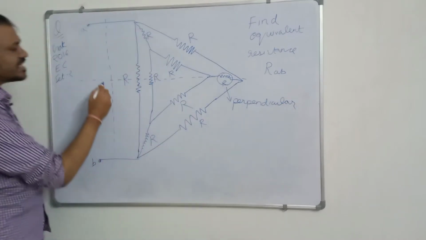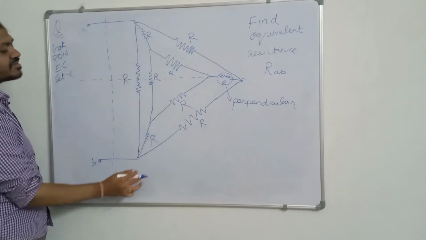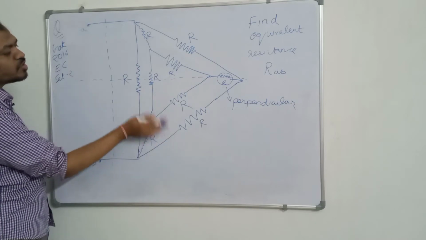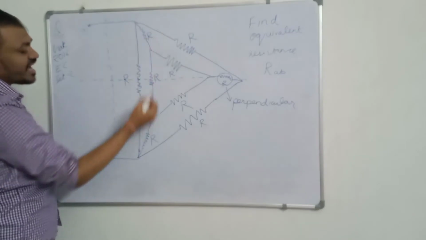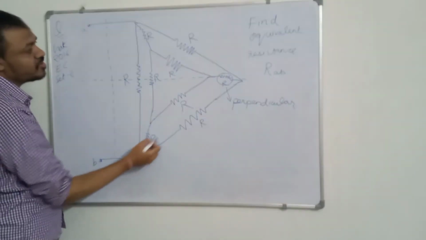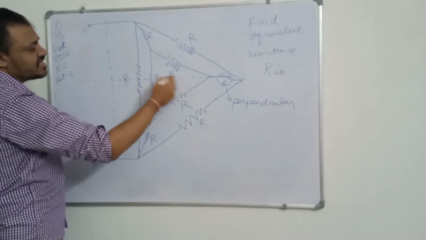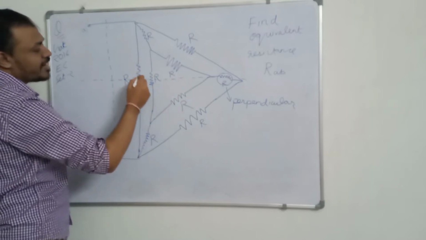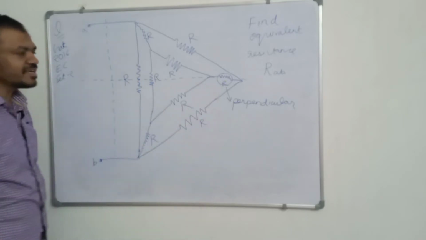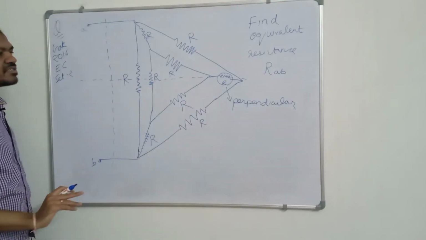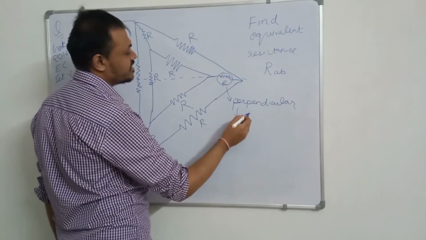When we draw this line, it exactly bisects this whole network into two equivalent halves. This R is above and this R is below, and this R can be separated into R by 2 and R by 2. And this is in the perpendicular symmetry. So the resistance in the perpendicular symmetry can either be removed or shorted.